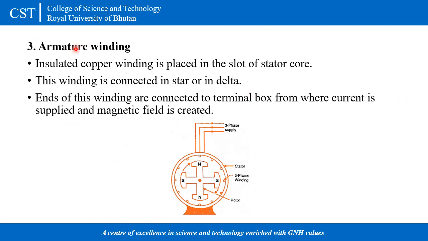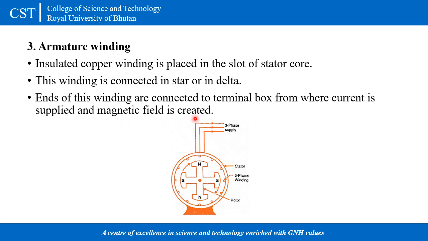Now to talk about the armature winding. Armature winding is done on the slots of stator core. These armature windings are insulated copper windings which are placed in the slots of stator core. This winding is connected in star or delta, and these end windings are connected to the terminal box from where the current is supplied and magnetic field is created.